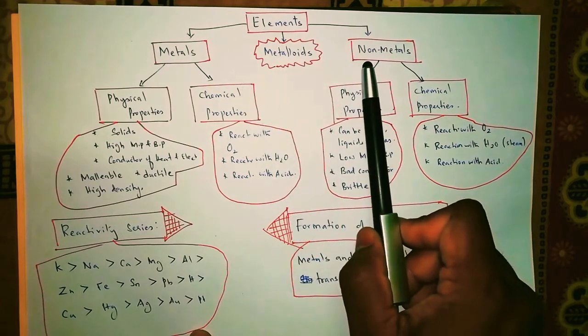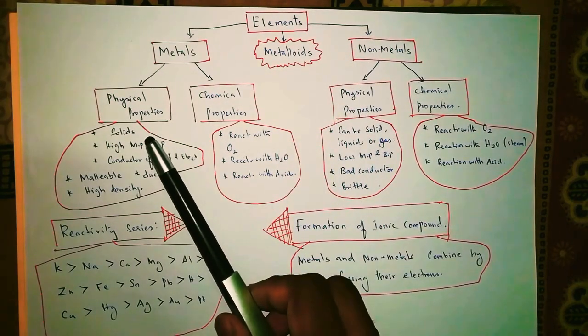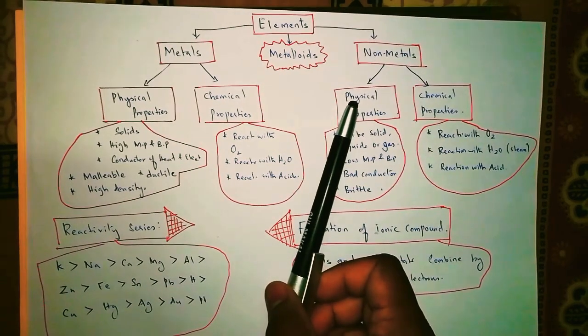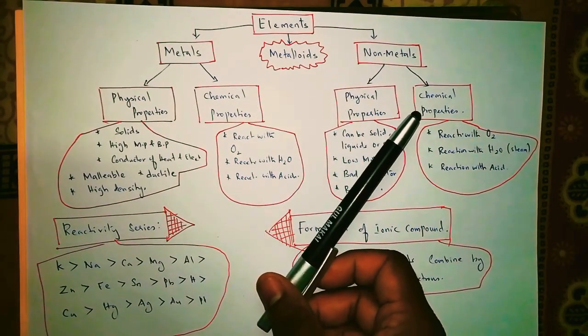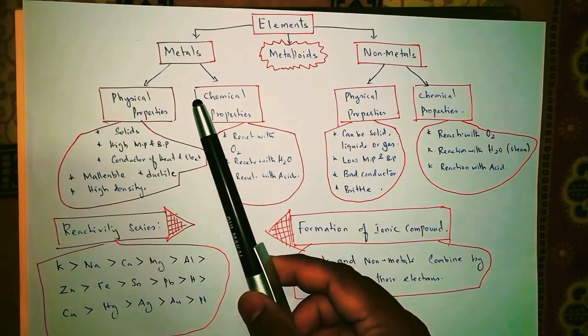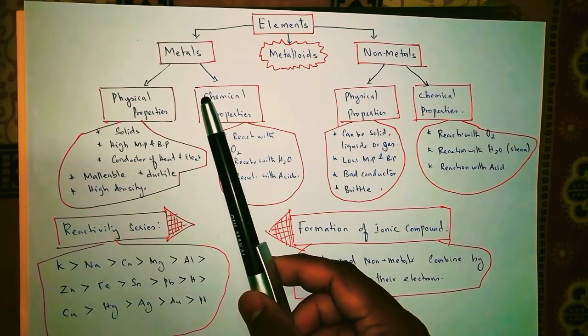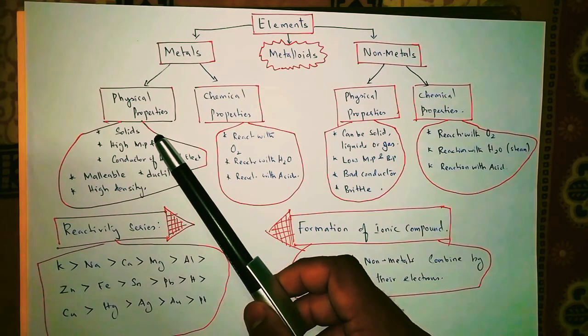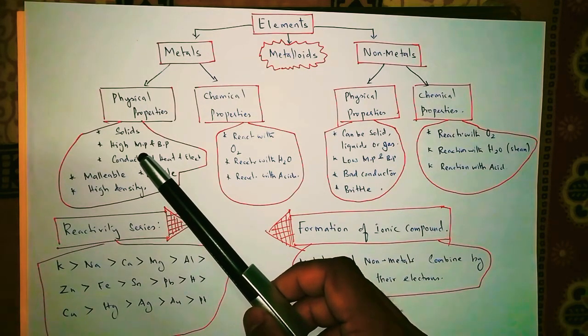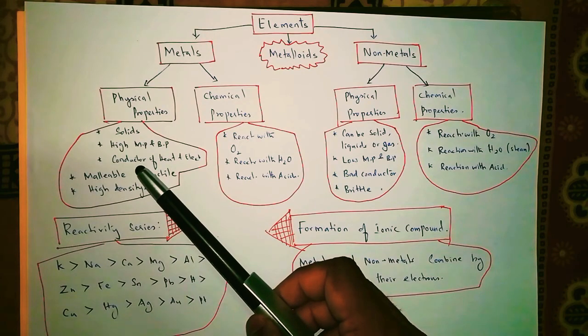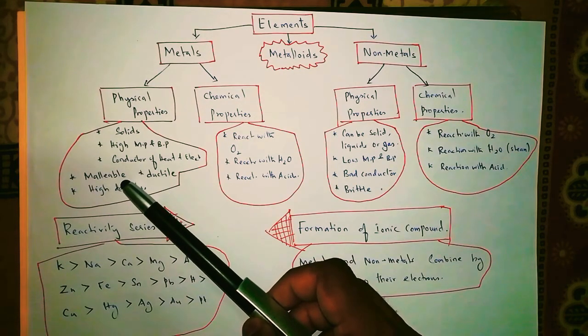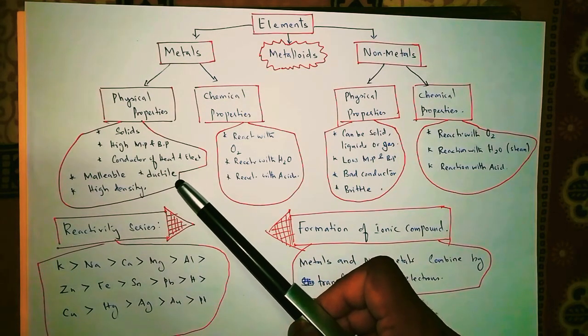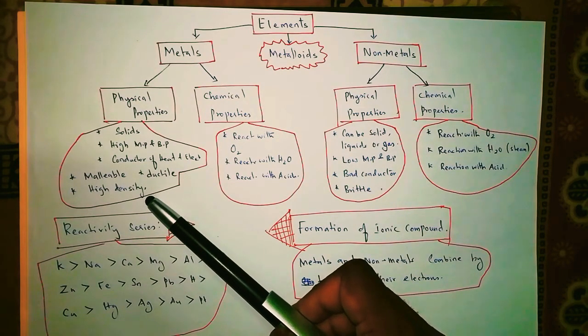In metals and non-metals, first of all we are going to see the physical properties and the chemical properties. When we talk about the physical properties of metals, they are hard solids, right? They have high melting and boiling points. They are good conductors of heat and electricity. Malleability, that means they can be beaten into thin sheets. Ductility, that means they can be drawn into thin wires, and they also have high densities.